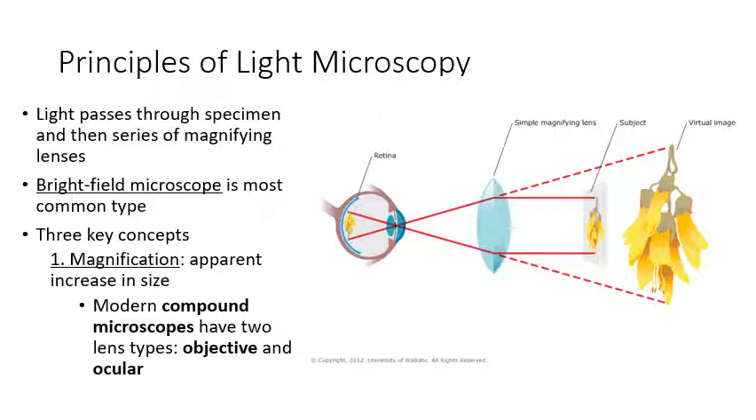So that's the first main component of microscopy is magnification. So magnification is just making something appear larger than it is. And most light microscopes have two lenses in them, at least. So those would be the objective lenses and the ocular lenses.